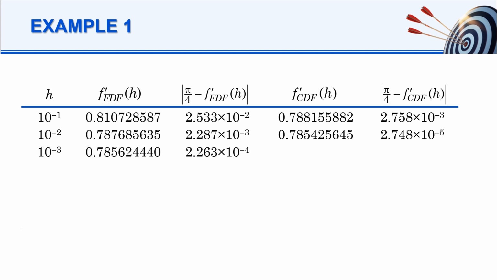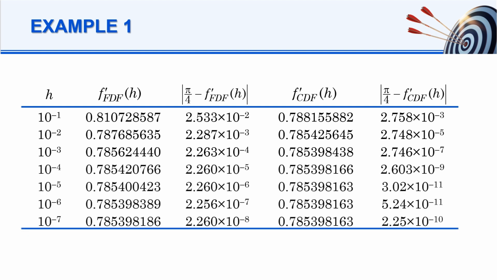For h equals 10 to the minus 3, the forward difference formula leads to the true error of 2.263 times 10 to the minus 4, while the central difference formula yields the true error of 2.746 times 10 to the minus 7. Notice that when the value of h is reduced by 10 folds, the true error with the forward difference formula is also reduced by 10 folds, while the error with the central difference formula decreases by 100-fold.